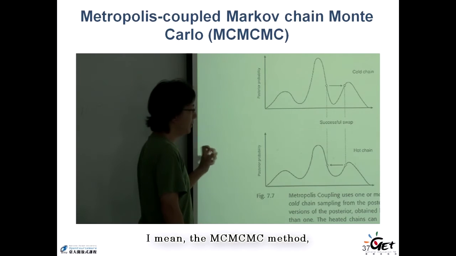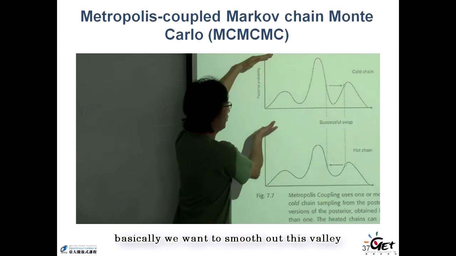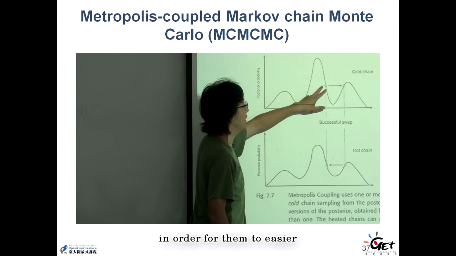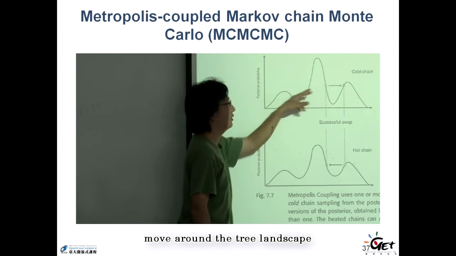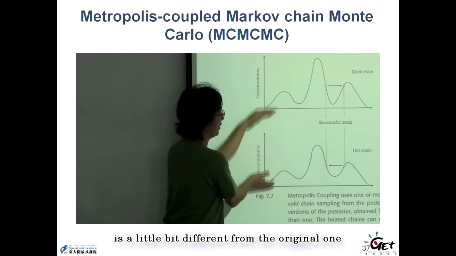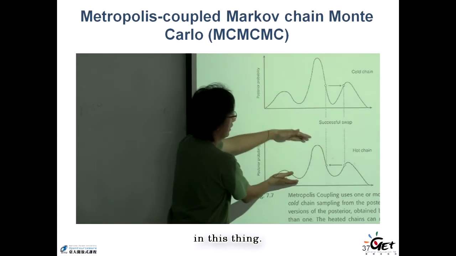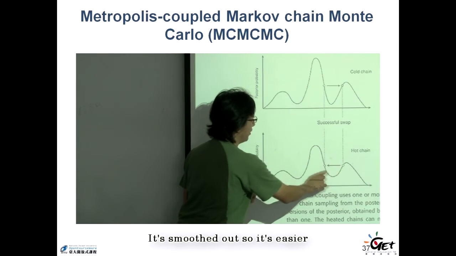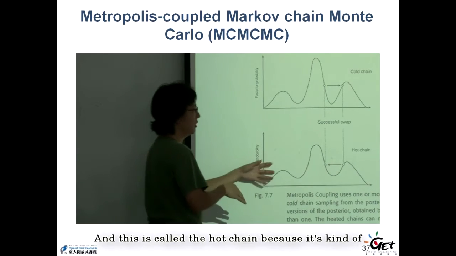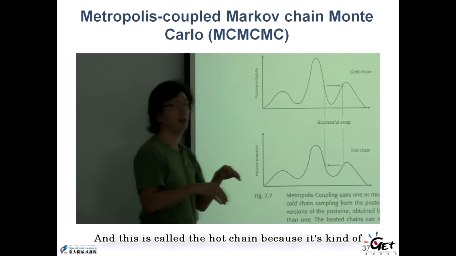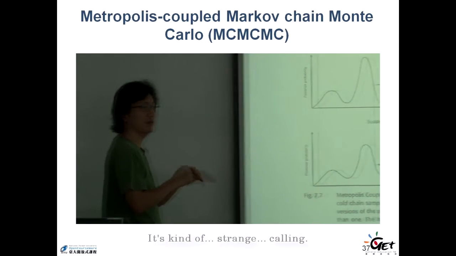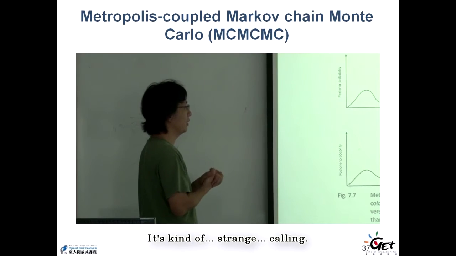Basically with the MC method, we want to smooth out this valley in order for it to be easier to move around the tree landscape. So you can see the new distribution is a little bit different from the original one. This is smoothed out, so it's easier to move around the tree landscape. And this is called a hot chain because it's kind of melting the landscape into a flattened one. It's kind of a strange name.